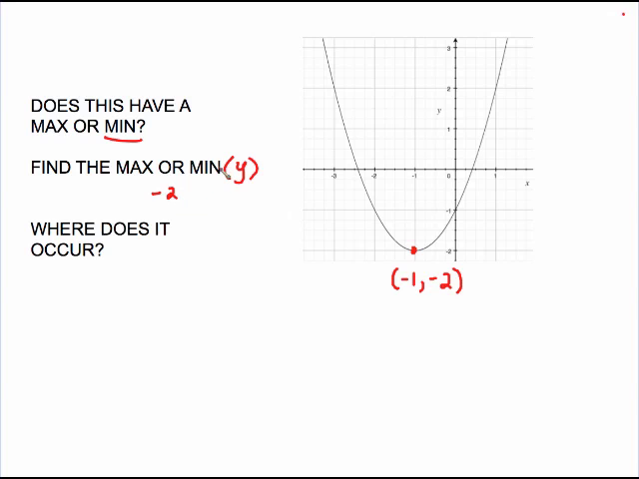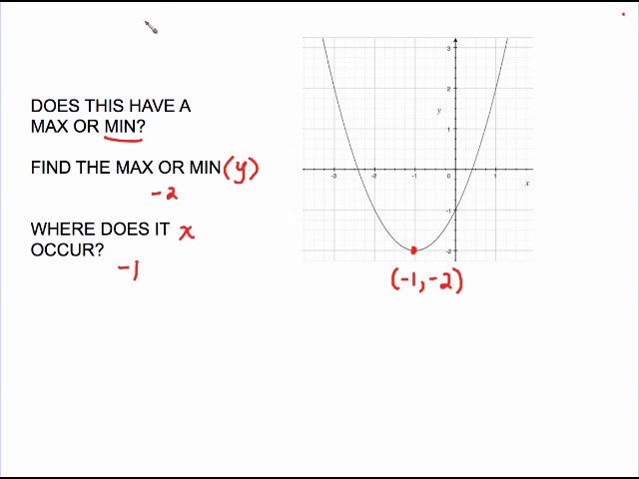And the reason the word minimum or max refers to the y value is that there is no minimum x value. Remember, your domain for the parabola is -infinity to infinity. It is all real numbers. There's no way we could name a minimum. So the minimum refers to the y value. And where does it occur? The corresponding x value, which is -1. So the max-min is the y value, and where it occurs is your x value. And that was pretty easy to name using the graph.